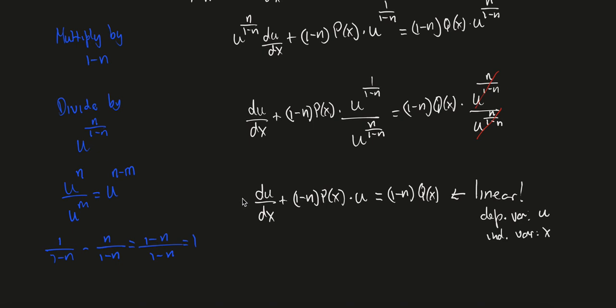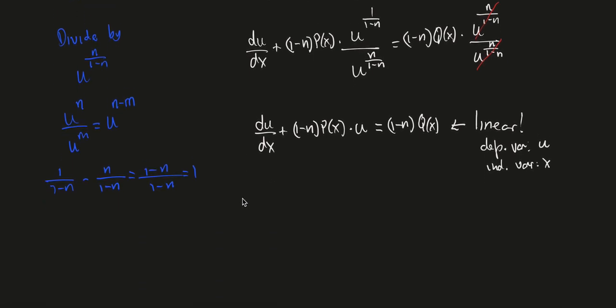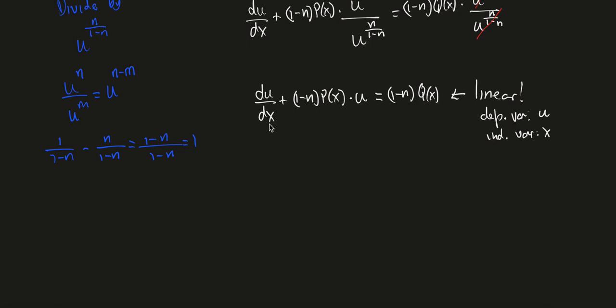So this proves, I'm not going to state it as a theorem, but essentially we just proved the theorem that with the substitution u equals y to the 1 minus n, we can convert any Bernoulli equation into one that is linear. And then after this, we solve using integrating factors. So let's do an example of this. And for this example, we're just going to focus on finding the general solution.